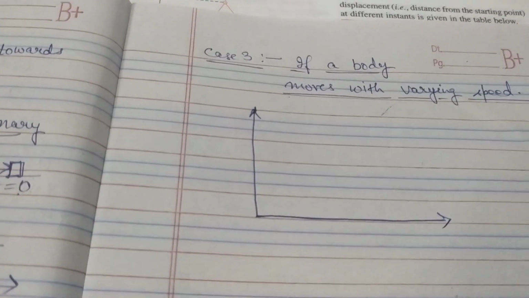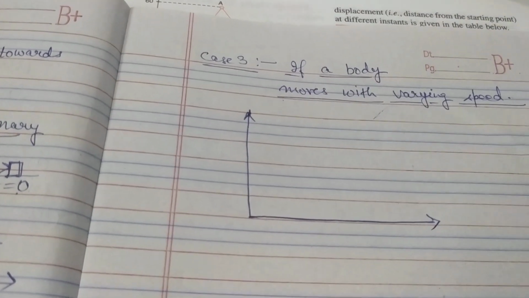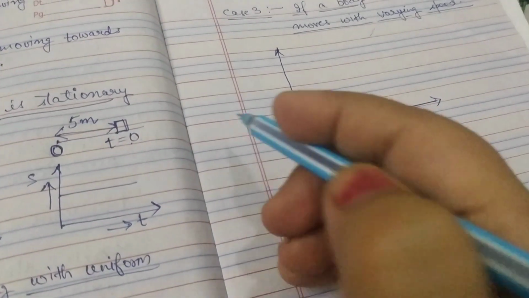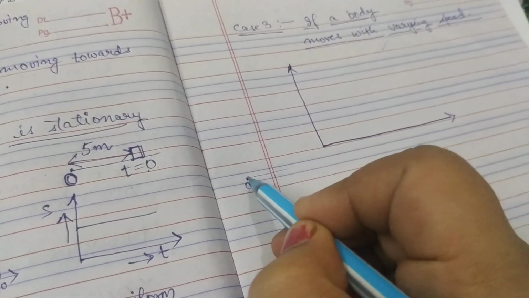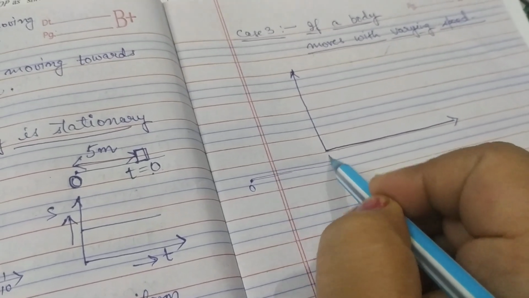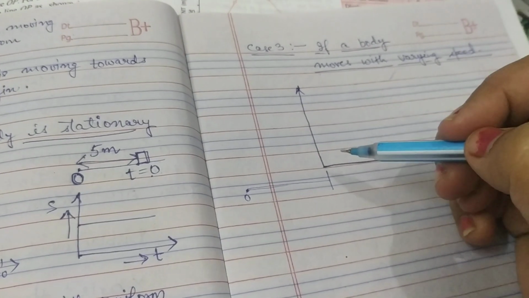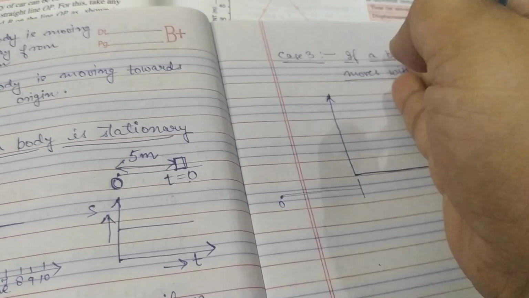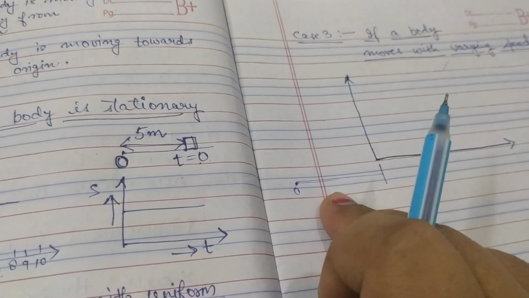The displacement is increasing, but the speed was changing every time. See, the body is going from the origin in a particular direction, it is going away from the origin. So what should be the nature? The displacement is increasing, right? Displacement is still increasing, but here what is happening?